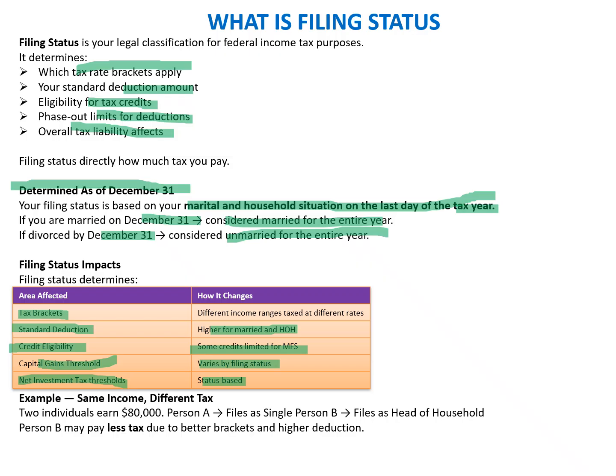So for two individuals earning the same income, $80,000, person A files as a single person, person B files as a head of household. So person B may pay less tax due to the better brackets and the higher deduction. So which means that the same income will have different tax liability and consequences depending upon the status in which he is filing the return.